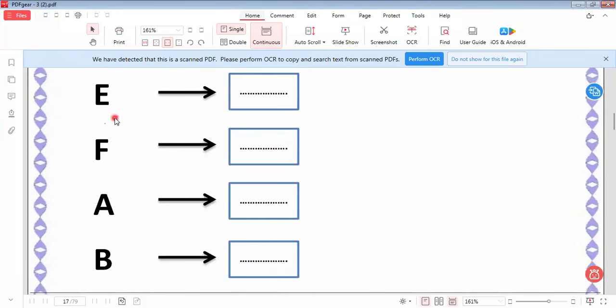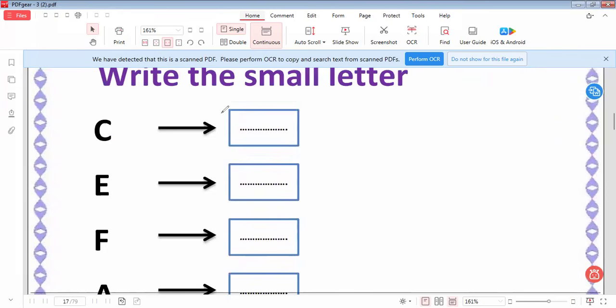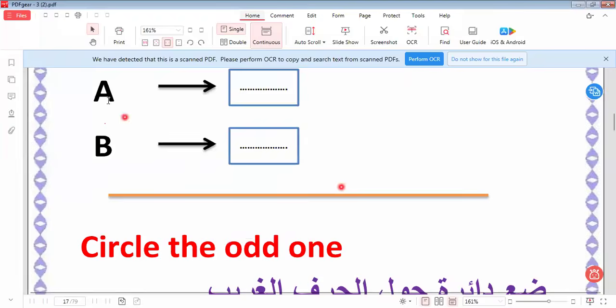So here we have, here is C capital. How can I write small as it is? Small e is written like this. Small f is written like this. This is small a. Okay, let's continue. Here is B small written like what? B small is written like this. Okay, let's continue the rest of the exercise.